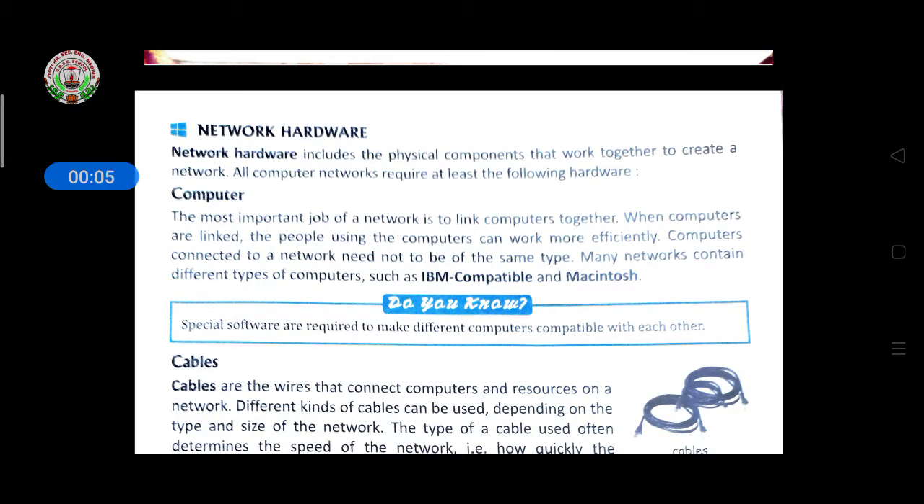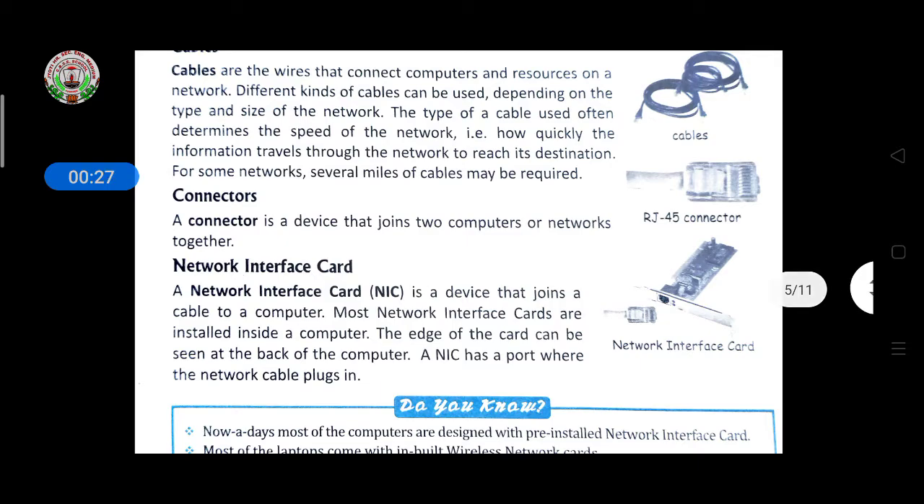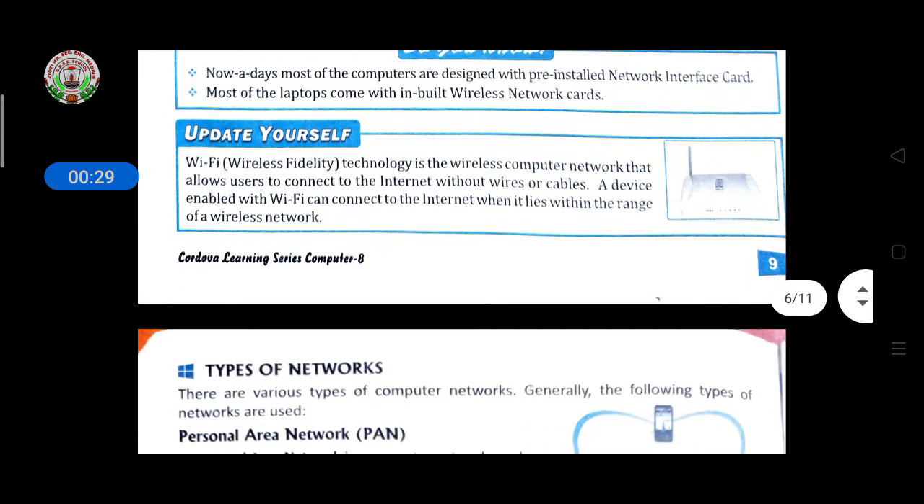So we'll start our next topic, network hardware. Network hardware includes the physical components that work together to create a network. All computer networks require at least the following hardware. First of all, for network hardware, the most important part is the computer. Then the second thing is cable. Third is connector. Fourth is network interface card.